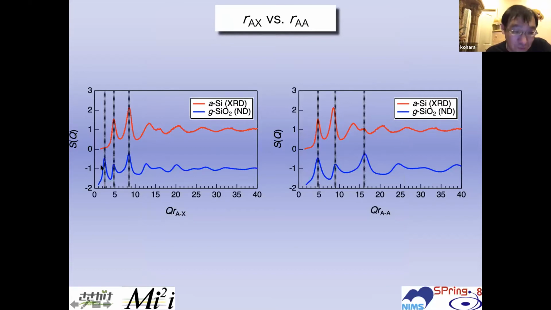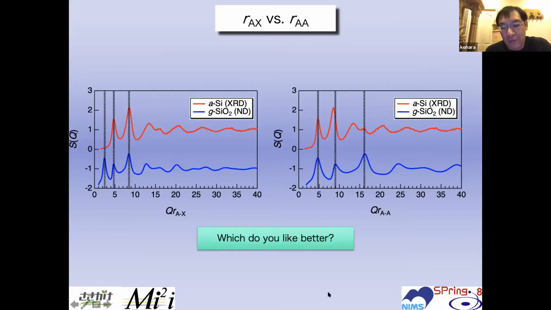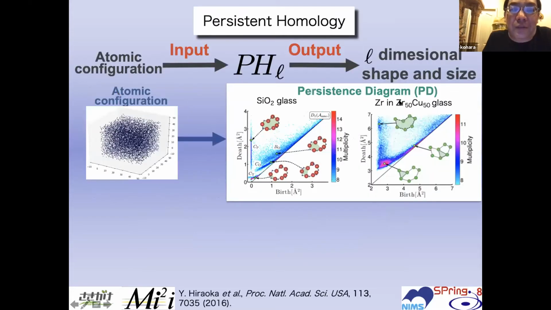Here is a comparison between amorphous silicon and silica. We can conclude there is no first sharp diffraction peak in silicon. But in Tanaka's scaling, amorphous silicon shows an FSDP. This is their conclusion, and this is our conclusion. So I would like to ask you, which do you like better? This is an interesting argument, but we can see very good similarity between silicon and silica data, except the FSDP. It's very different. Okay, anyway, let's move on to the next topic. Probably I talked too much.